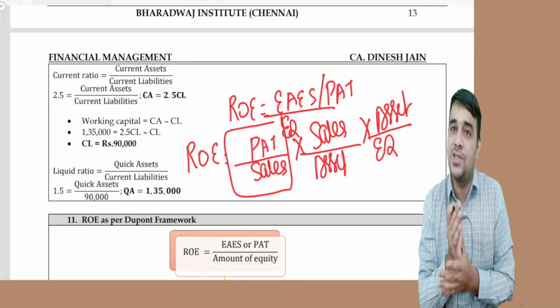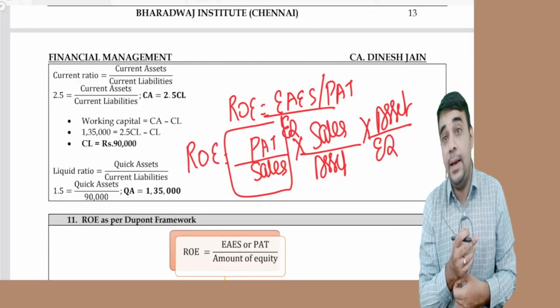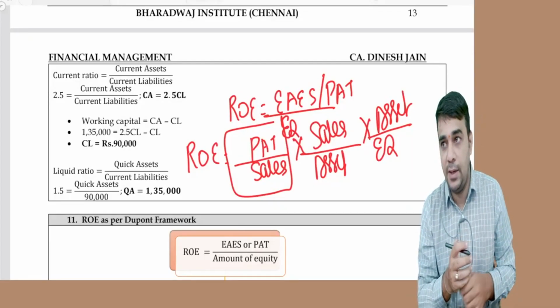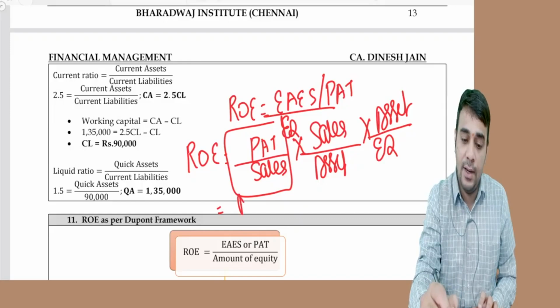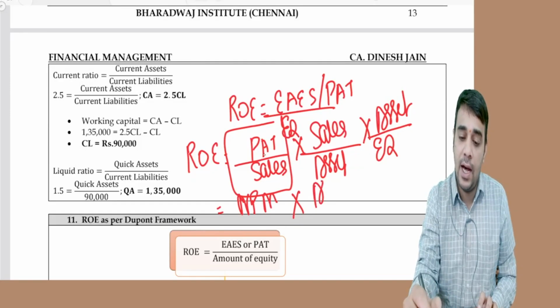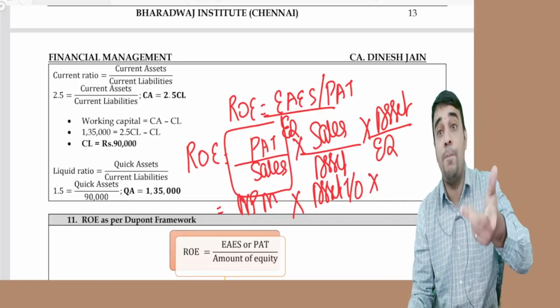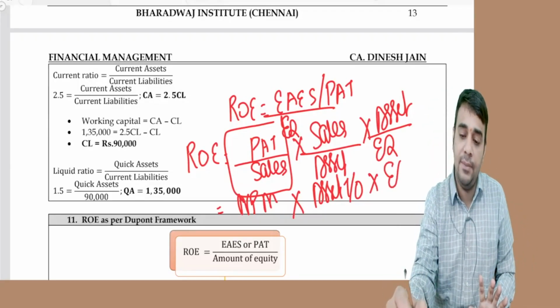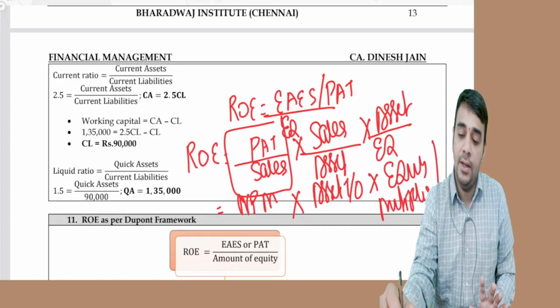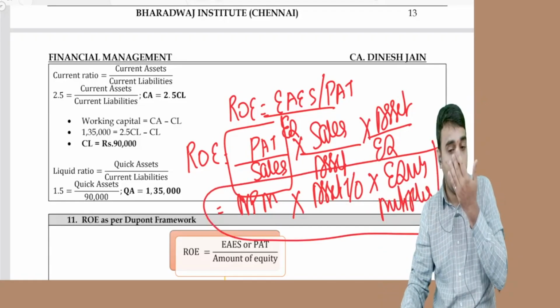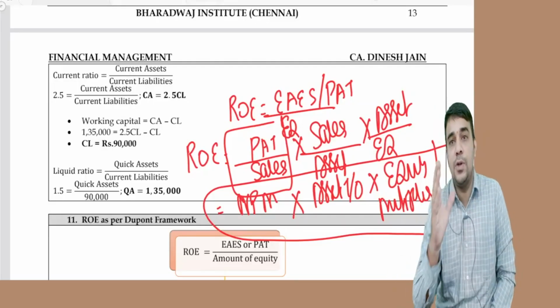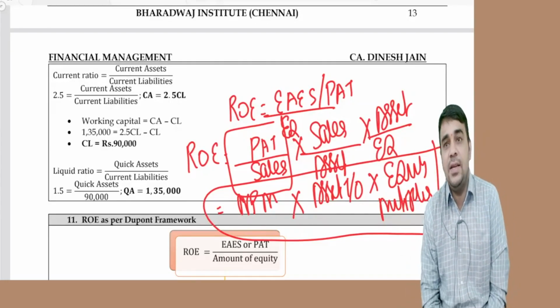What is PAT by sales called? Which ratio is this? Net profit margin. PAT by sales is called net profit margin. What is sales by asset called? Asset turnover. We don't have an asset by equity formula. We have equity by asset. This is the opposite of that. Technical name is equity multiplier.